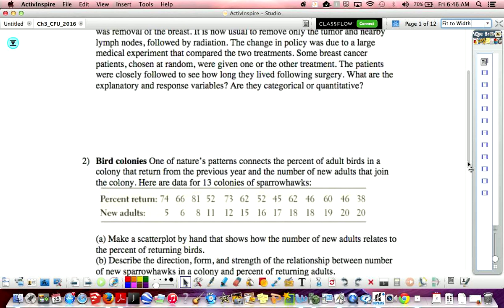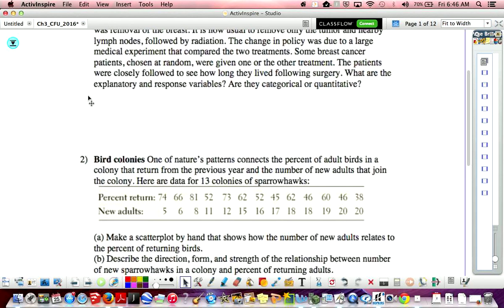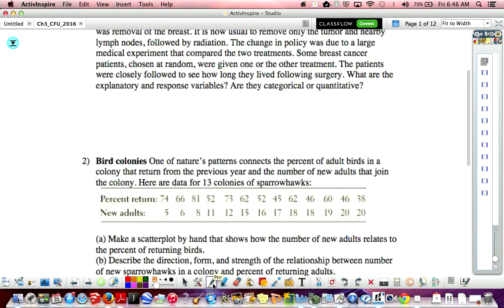So in this case, we want to take a look at our explanatory variable. Sorry, I forgot the A there. When we talk about our explanatory variable, you're talking about what would be our independent variable. Well, in this particular case, they're comparing two different types of treatments. So we just say the type of treatment.